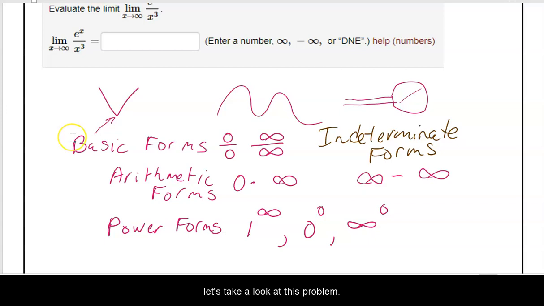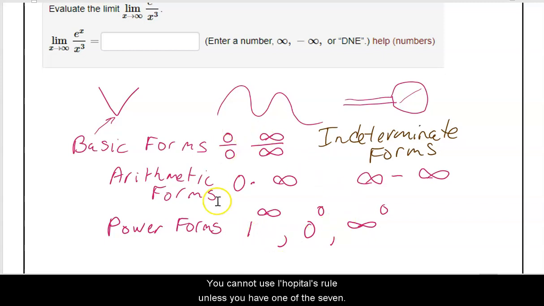So let's take a look at this problem. When you're doing them, the first thing you need to identify is which of these 7 different indeterminate forms you have. You cannot use L'Hopital's rule unless you have one of the 7.